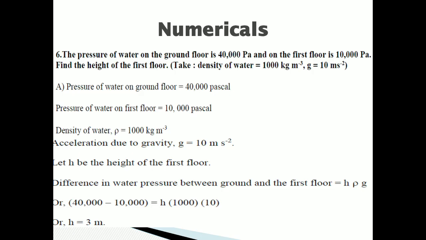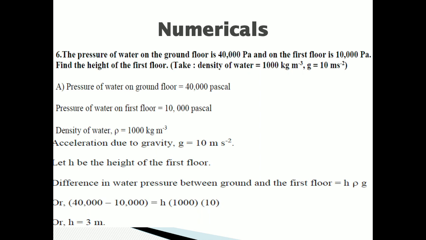Next one, the pressure of water. The pressure of water on the ground floor is 40,000 Pascal, and that on the first floor is 10,000 Pascal. This means the pressure at the ground floor is greater than the pressure at the first floor. We have to find the height of the first floor. The density of water has been given as 1000 kilogram per meter cube. For acceleration due to gravity, they have asked us to take the value of 10. We have to find out H, the height from the ground floor to the first floor.